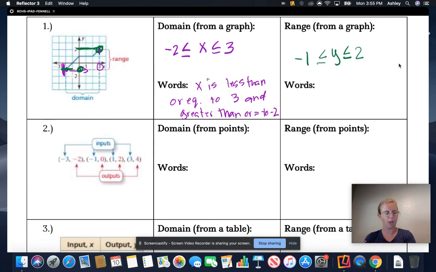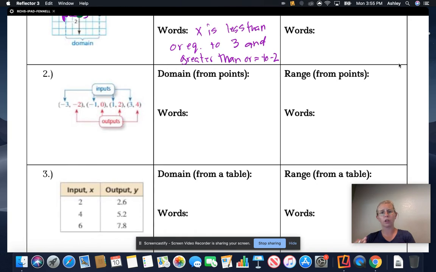Lots of practice. Okay, what if we're given ordered pairs or points, inputs and outputs, right? So our inputs are our x values, also known as domain. And our outputs are our y values, also known as our range. In this case, we're just going to list them out because we don't know if the values in between these points are included or not. All we're given are the points. So the domain is going to be -3, -1, 1, and 3. Those would be the points that satisfy our domain.